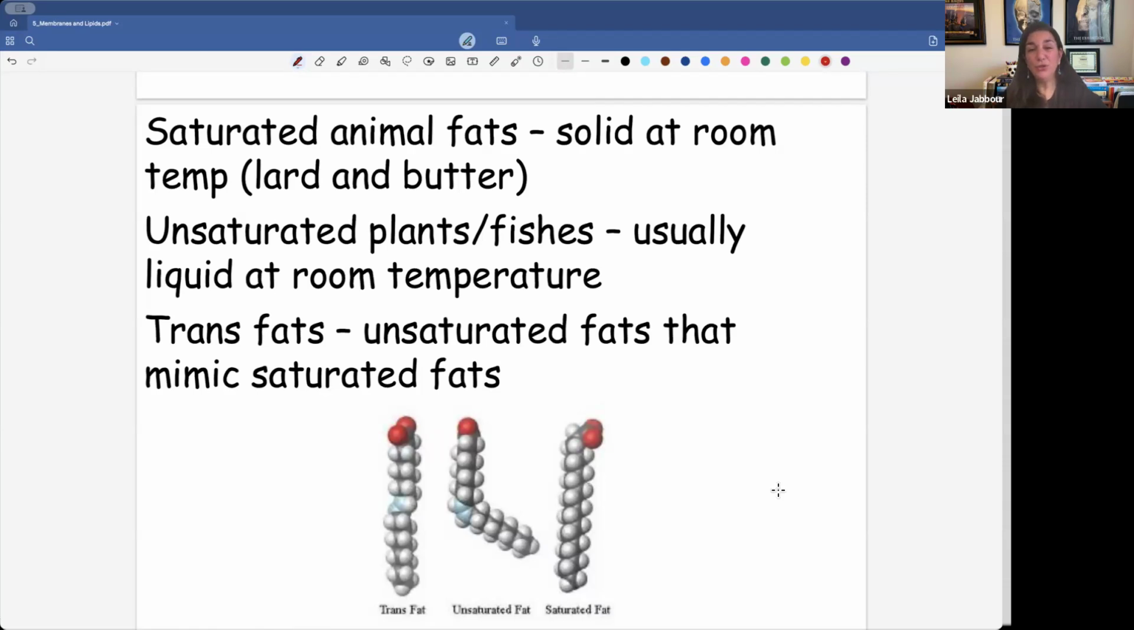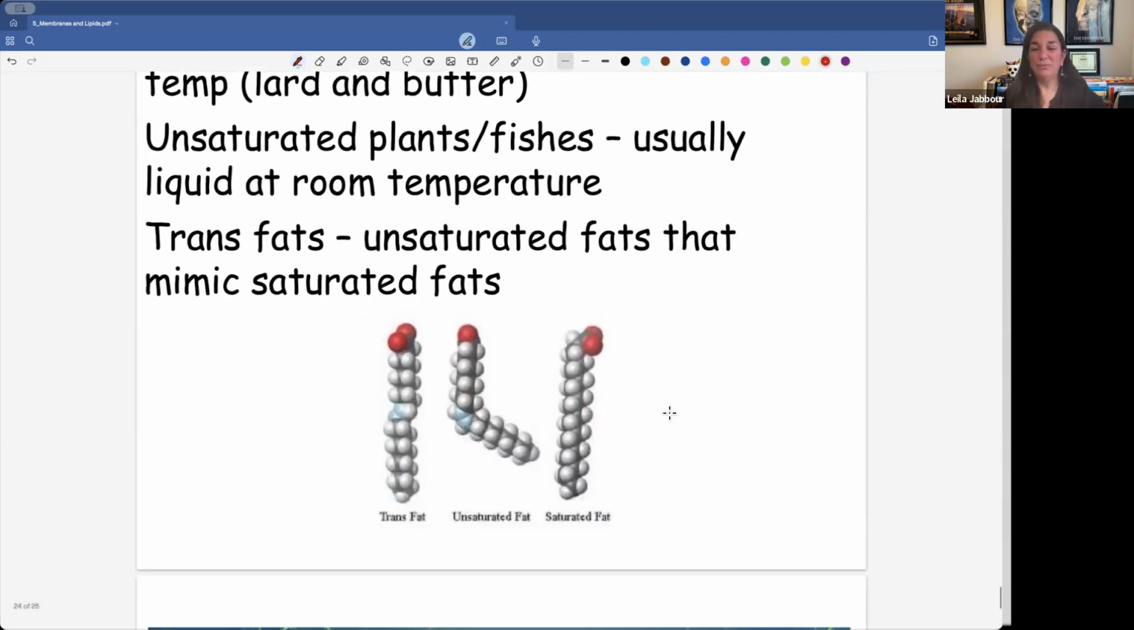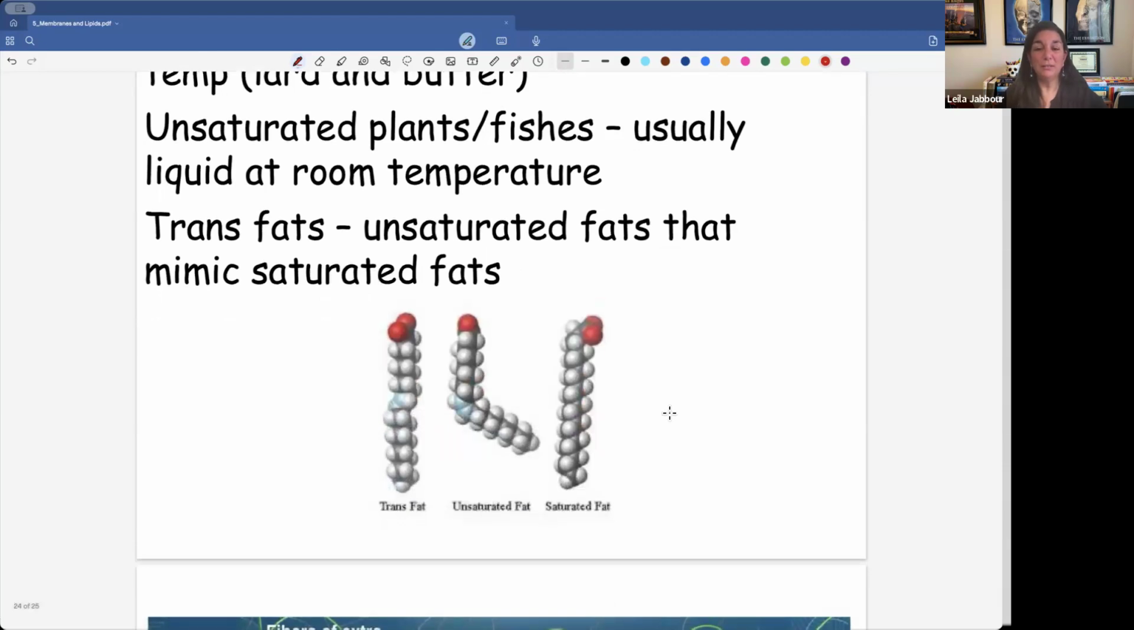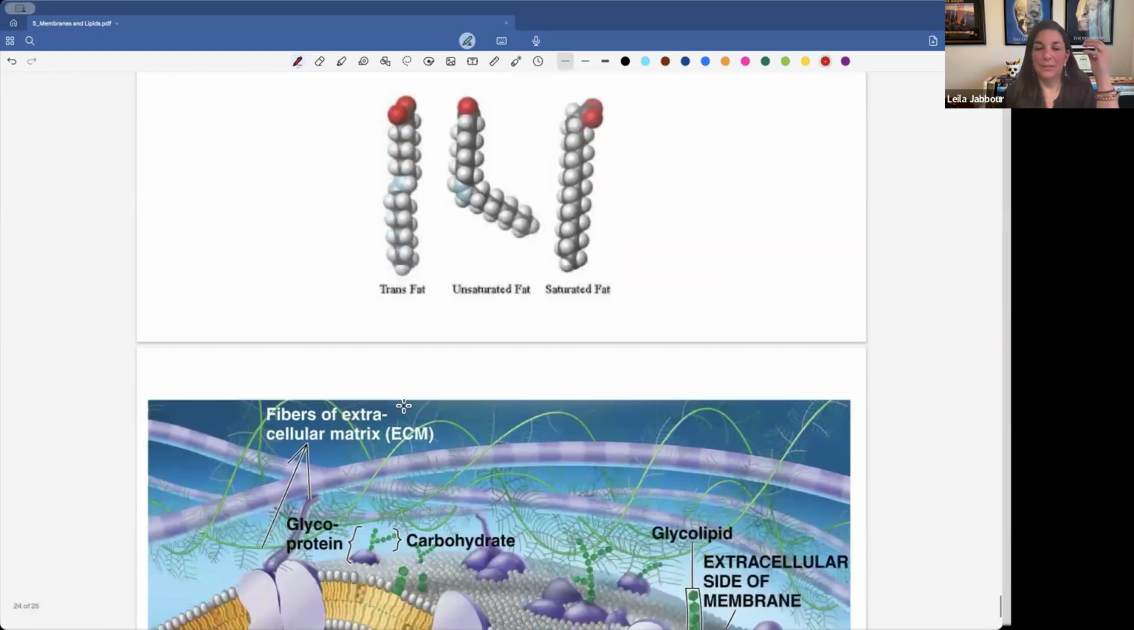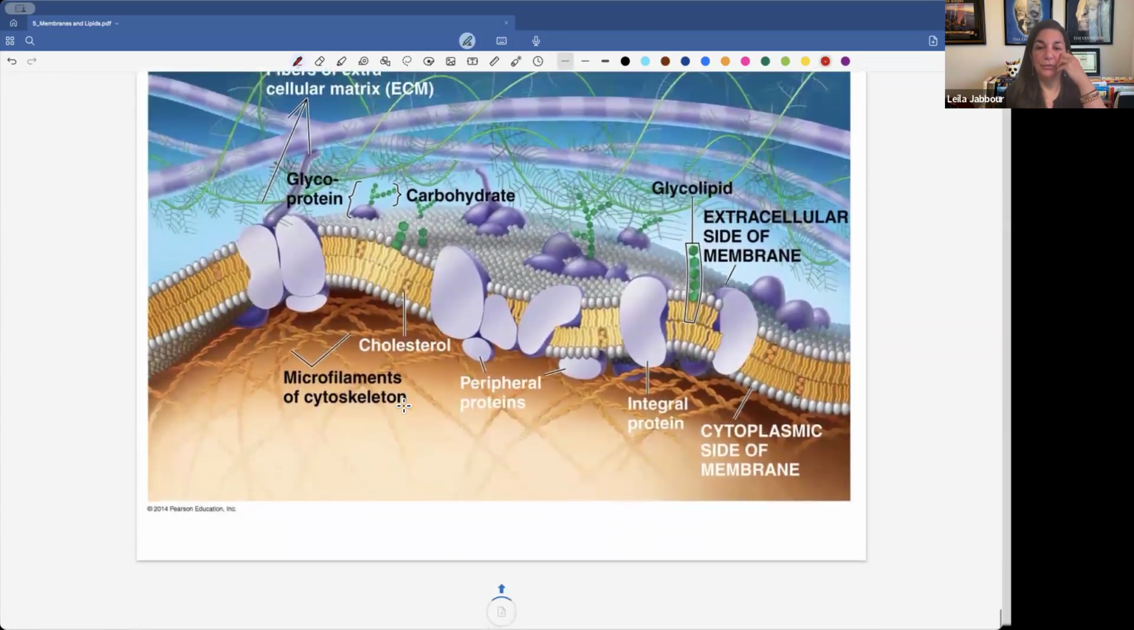And then you have trans fats. Trans fats are unsaturated fats that mimic saturated fats. Those are actually not that great, because, I think, if I'm not mistaken, those are engineered. I'm not too versed in trans fats. They're engineered basically to taste like saturated fats, but to still have that kink. But they're not good for you.